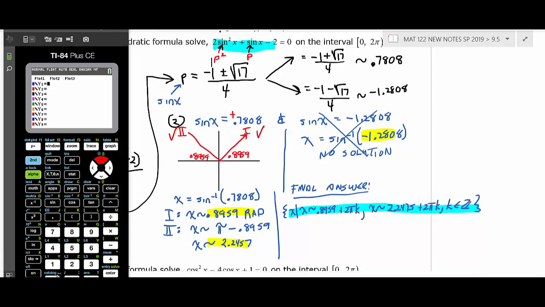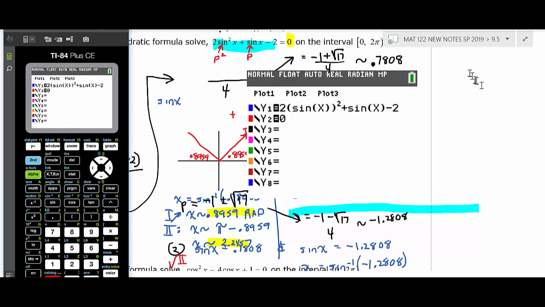So I'm going to put in the left side of the equation, I'm going to put in 2 parentheses, sine x squared, and then plus sine x, and then minus 2. All right, you don't have to put anything in y2, but the other side of the equation is 0. That just means we're going to be looking at where y is 0, meaning we're looking at an x-intercept. So I'm going to graph that like that, and I'll slide this over here.